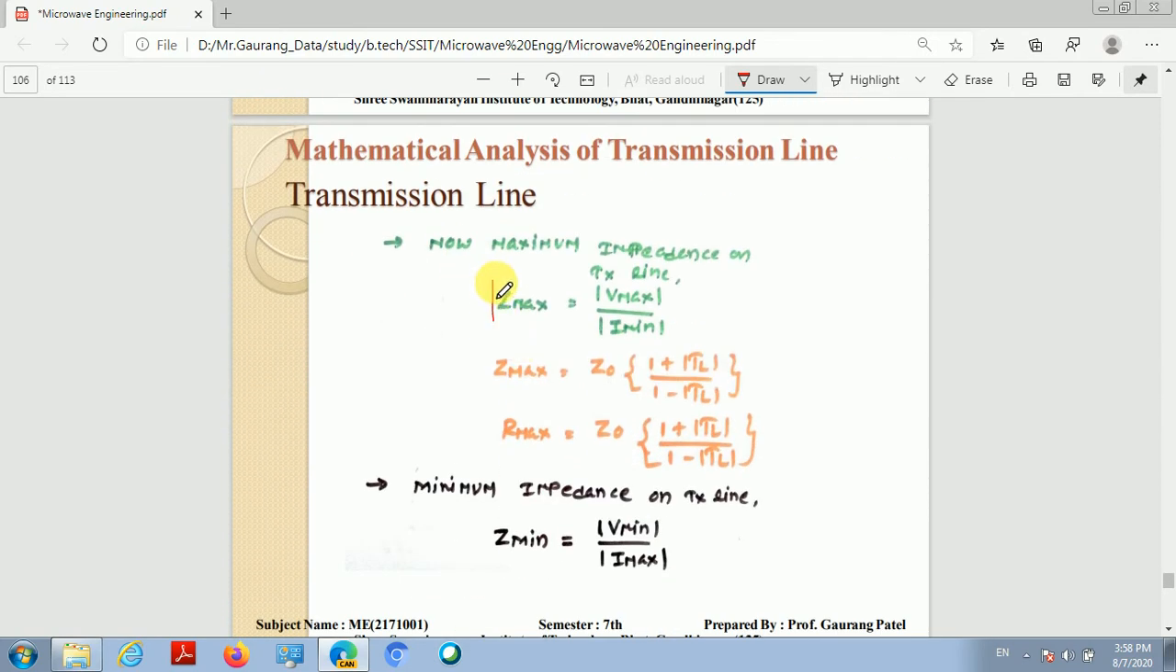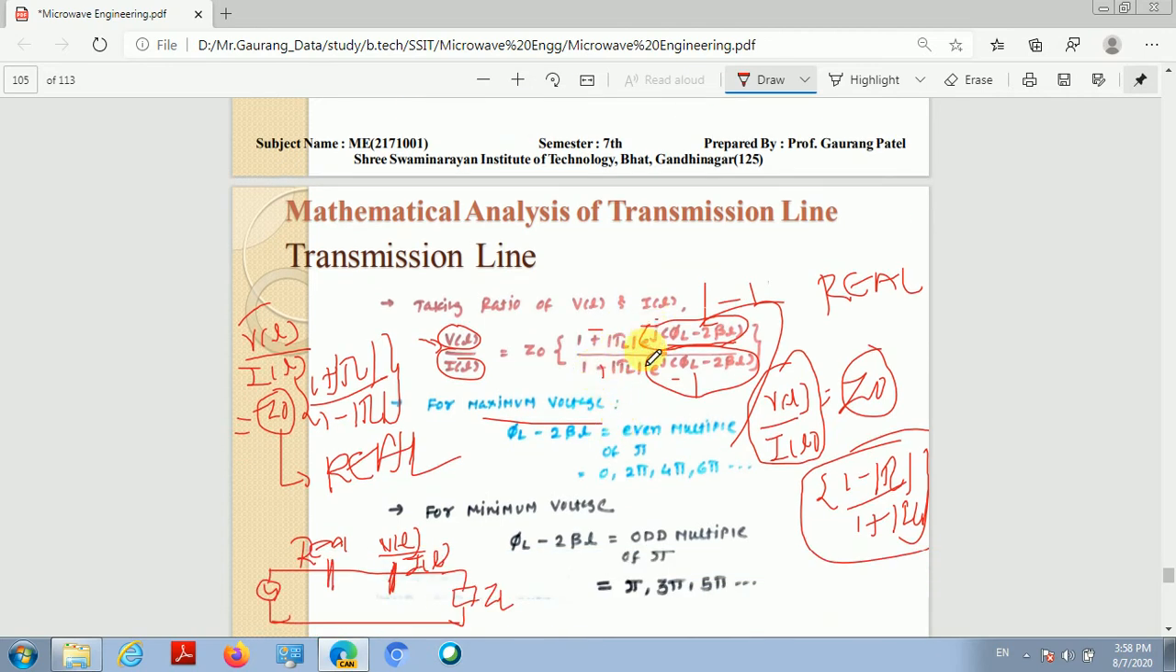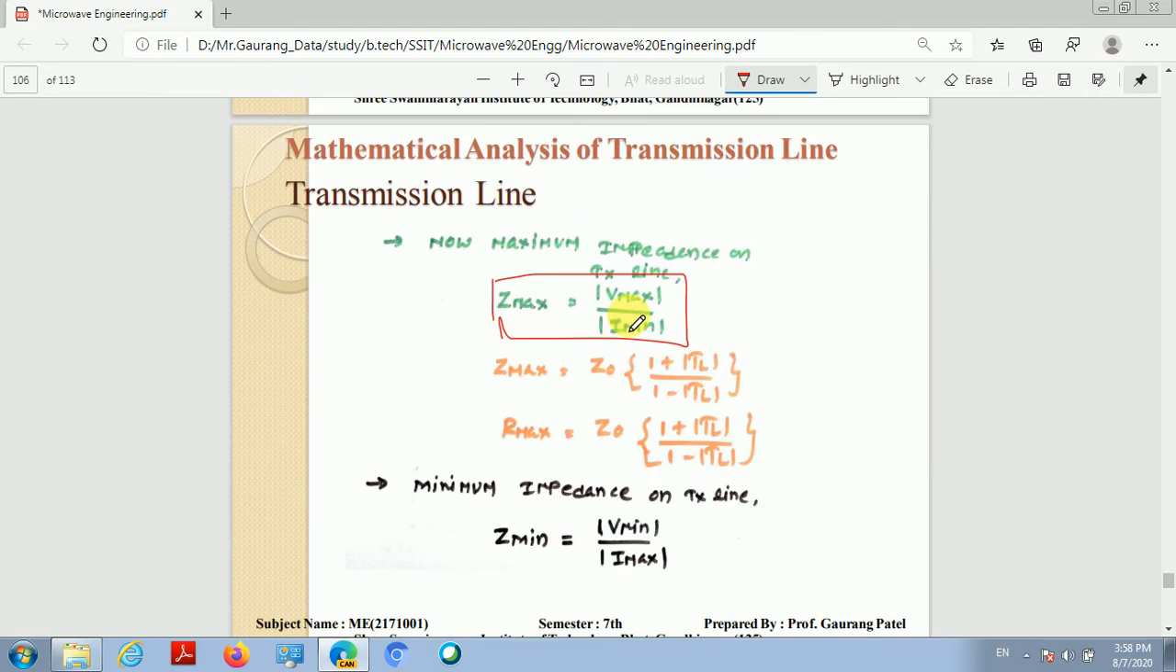So if we take the ratio of voltage and current at any point on the transmission line, it is maximum when the voltage is maximum and current is minimum. The maximum impedance on the transmission line is given as Z max is equal to V max divided by I min. If we put the values of V max and I min in this expression, maximum voltage occurs when the exponential term becomes 1, so that is Z naught into 1 plus mod gamma L, and the minimum current occurs when this becomes 1, that is 1 minus mod gamma L. So Z max is equal to Z naught 1 plus mod gamma L divided by 1 minus mod gamma L.